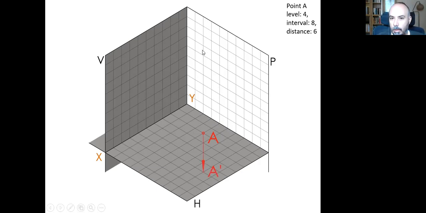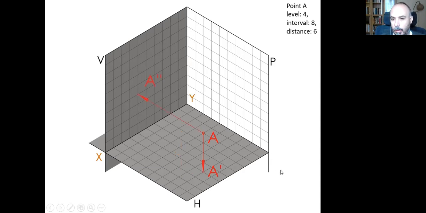So when we cast our ray and it hits the point A and it casts a shadow, a mark on the horizontal projection plane, we get A prime. That's the first projection of point A. We name it A prime. And this perpendicular length here is 4 squares. When I say square, I mean the square of our graph paper.